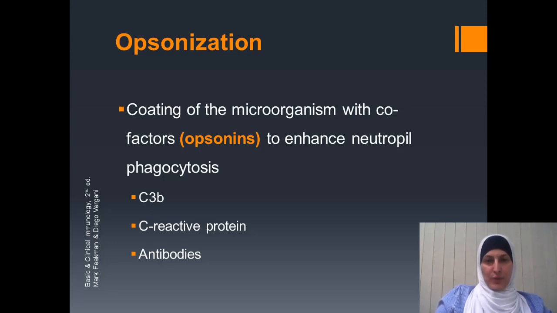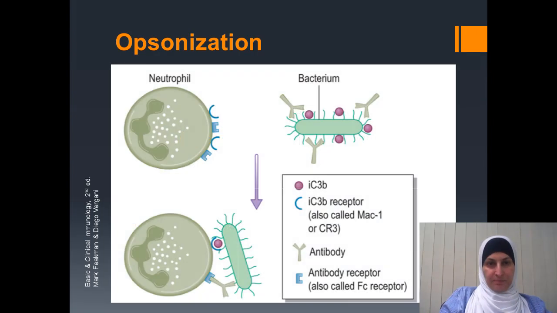Opsonization, we've talked about it before, is the coating of the microorganism with an opsonin, and we discussed different types of opsonins. For example, C3b is an opsonin, as are C-reactive protein and antibodies. All of these act as opsonins, and they act as an attractant. It will attract the macrophages to engulf this pathogen, or attract the neutrophils to attack that pathogen.